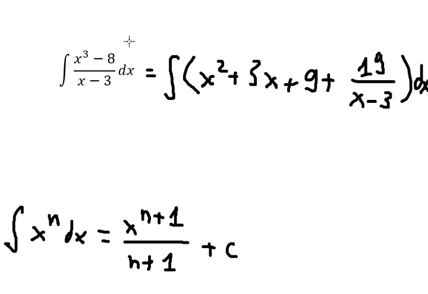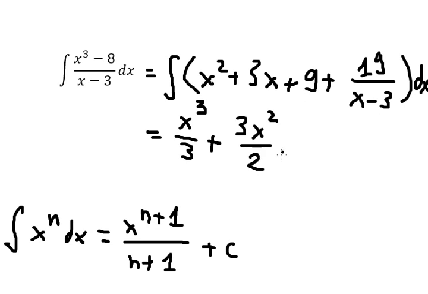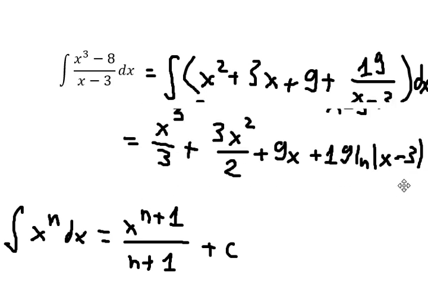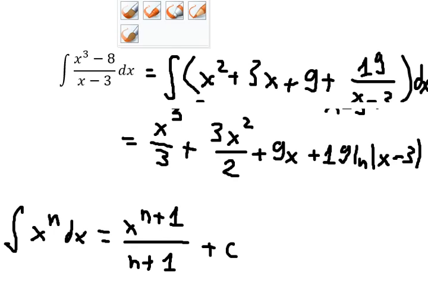So the integration of x squared, we have x to the power of 3 over 3. This one, we have x squared over 2. This one, we have 9x. This one, we have 19 ln of the absolute value of x minus 3. And then we need to put the constant here.